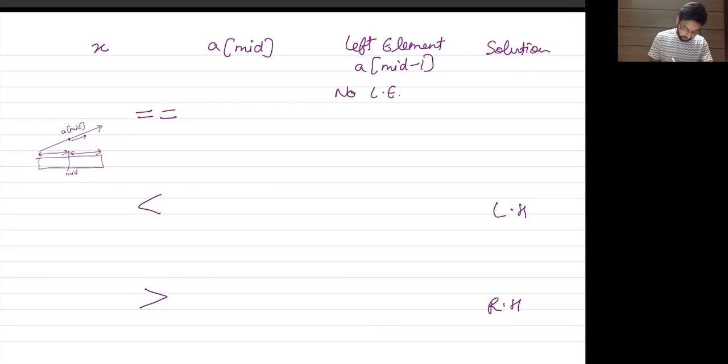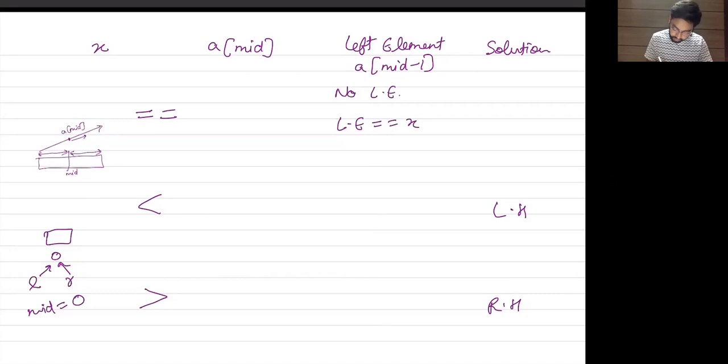Let's say the subarray is just a single element. So the value of L and R both are 0. In this case, the value of mid comes out to be 0 plus 0 by 2, which is 0. And mid minus 1 does not exist. So one possibility is this. Then the other possibility is the left element is equal to x.